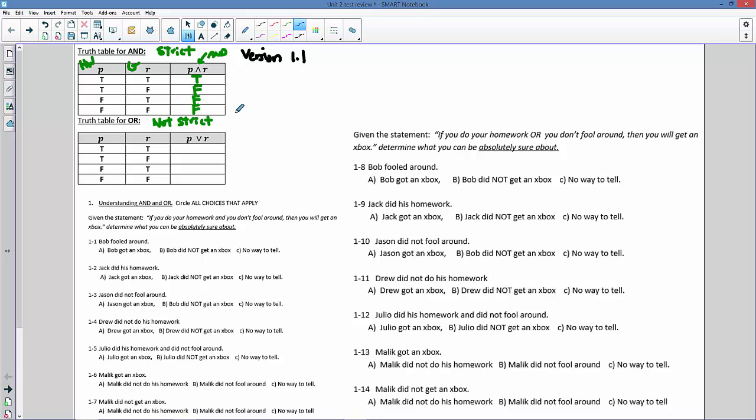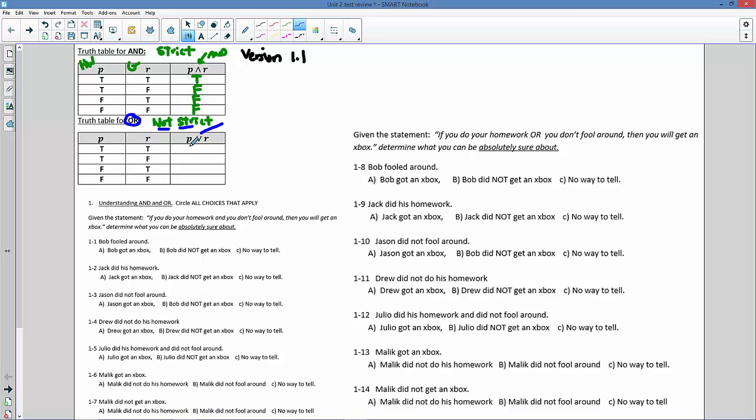Okay, let's contrast that with or. So or is this symbol. This is the symbol for or. And we call this a disjunction. The other one was a conjunction. So or is a not so strict parent, right? So this parent says, listen, just do your homework or take out the garbage. If you do either one, that's great.